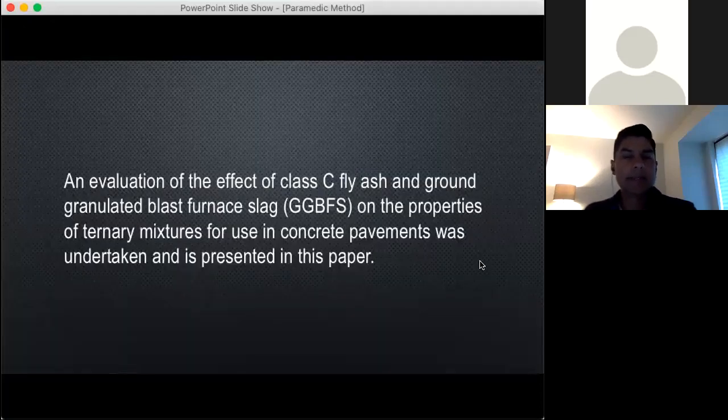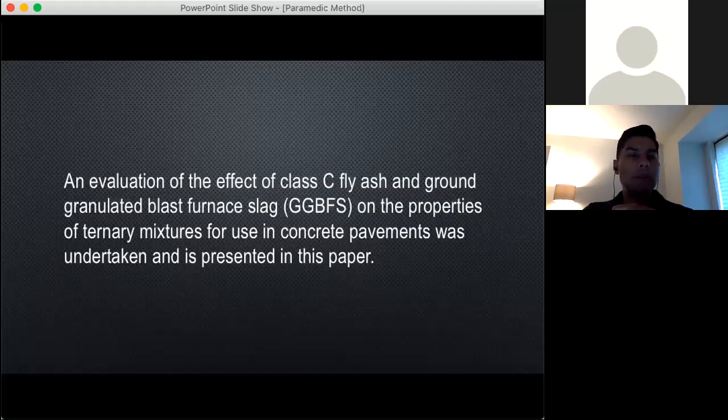The first thing is, I'm going to read this for you. It says, an evaluation of the effect of Class C fly ash and ground granulated blast furnace slag on the properties of ternary mixtures for use in concrete pavements was undertaken and is presented in this paper. So, what does that mean?